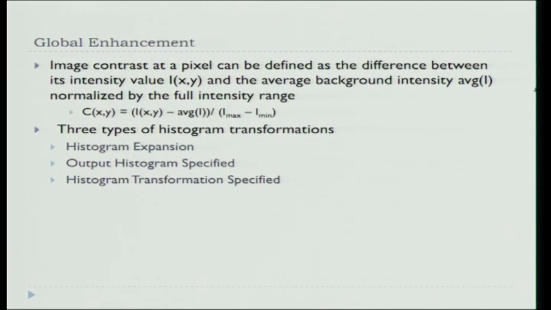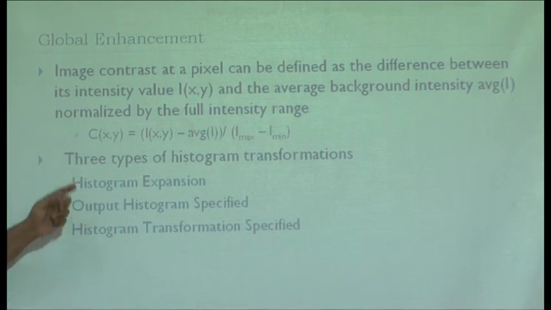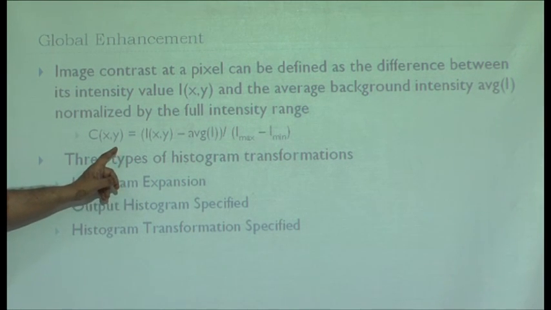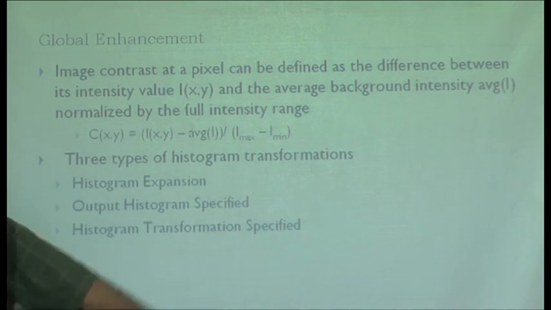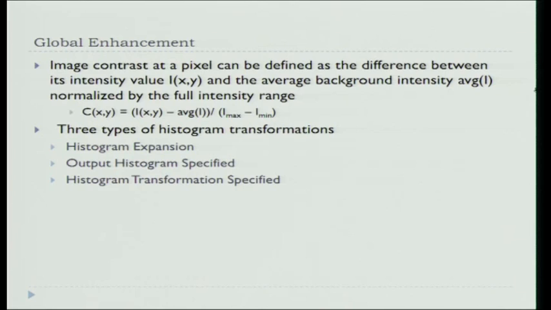Now, we use the word contrast of an image, right? We tell what the contrast is. So, contrast of an image depends on the contrast of each pixel. Now, what is the contrast of a pixel? Contrast of a pixel is nothing but the image intensity at that pixel minus the average intensity, divided by the maximum intensity minus the minimum. That is the normalizing factor, 1 by I max minus I min.